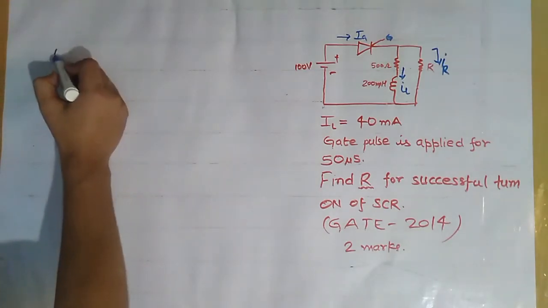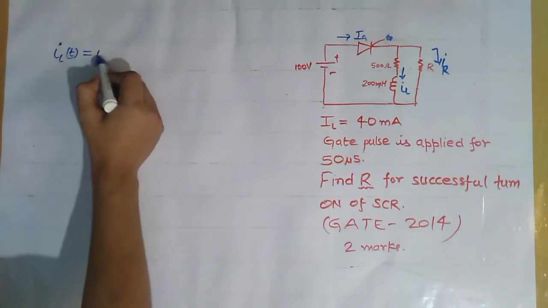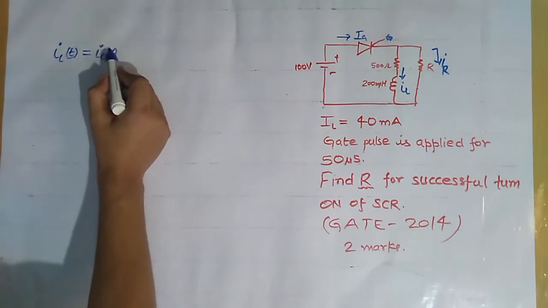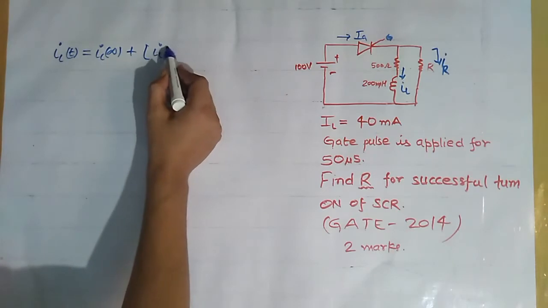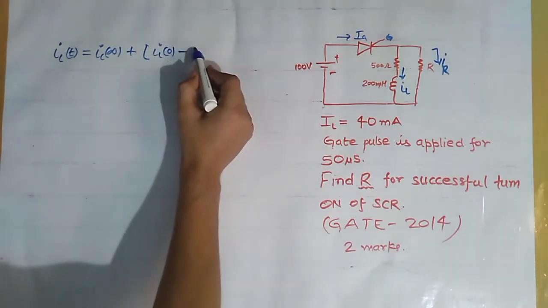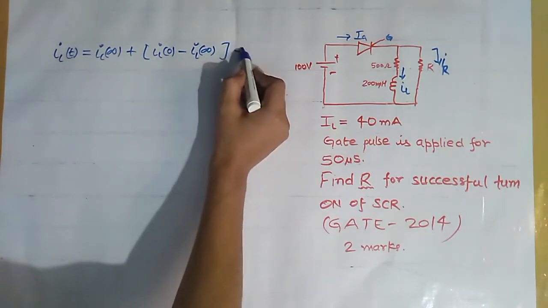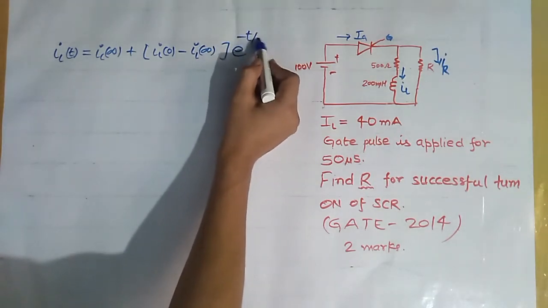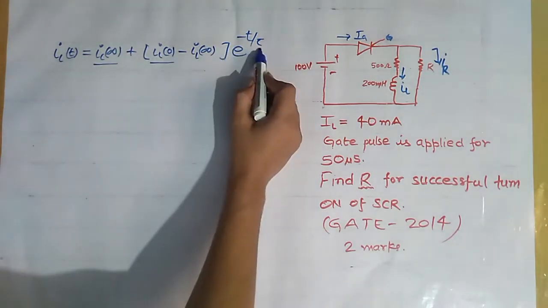As I already told you, the inductor current at any time t is given as IL(t) = IL(infinity) + [IL(0) - IL(infinity)] e to the power minus t by tau. Here we have to find IL infinity, IL 0 and tau.